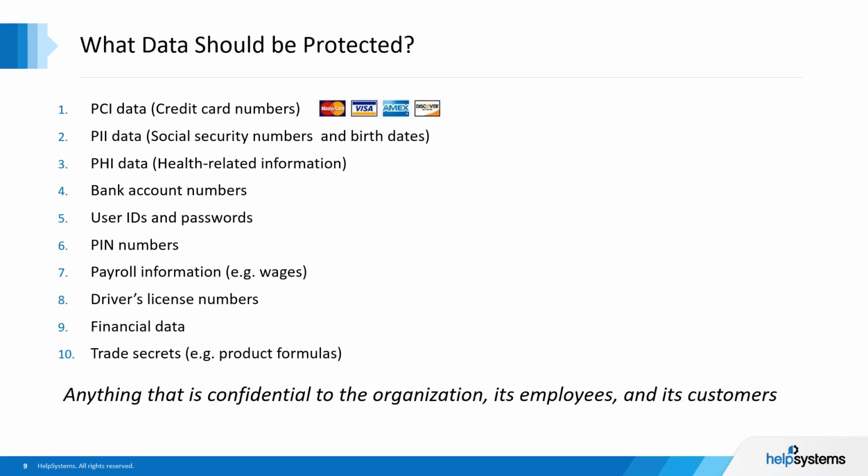If you're questioning what type of data should be encrypted using techniques like encryption, I've listed off top 10 things here for me, but at the end of the day, it's really anything that is considered confidential to the organization, to the employees of the organization, or to its customers or partners. Common things that we get asked about, of course, are personal identifying information like social security numbers, credit card data, bank account numbers, and payroll information.